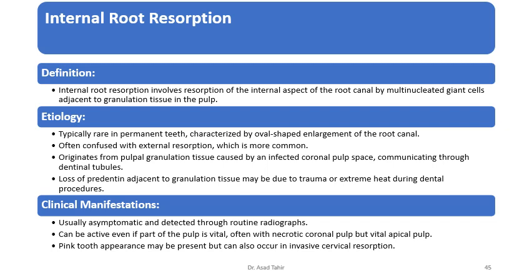It originates from pulpal granulation tissue caused by an infected coronal pulp space, communicating through dentinal tubules. Loss of predentin adjacent to granulation tissue may be due to trauma or extreme heat during dental procedures. Clinical manifestations: usually asymptomatic and detected through routine radiographs. Can be active even if part of the pulp is vital, often with necrotic coronal pulp but vital apical pulp. Pink tooth appearance may be present but can also occur in invasive cervical resorption.